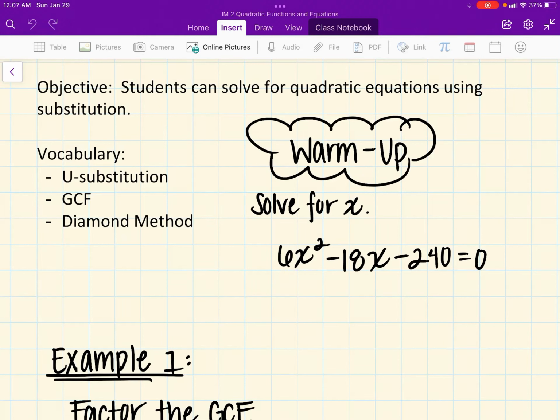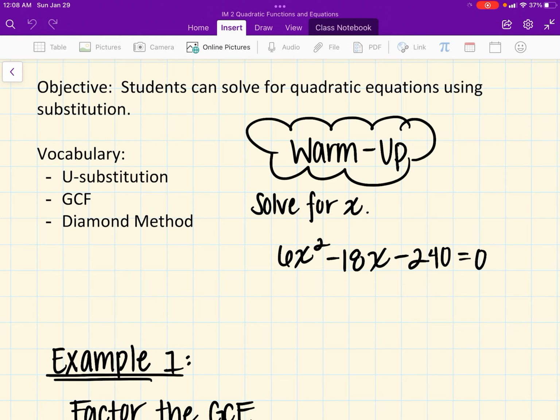All right, you guys, so we're going to go ahead and move on to another lesson here. In this case, we're focused on solving quadratic equations using substitution. We are going to be using different types of structures in this case, whether it's GCF factoring or factoring with the diamond method. So this lesson is actually a three-part lesson. This is the first part.